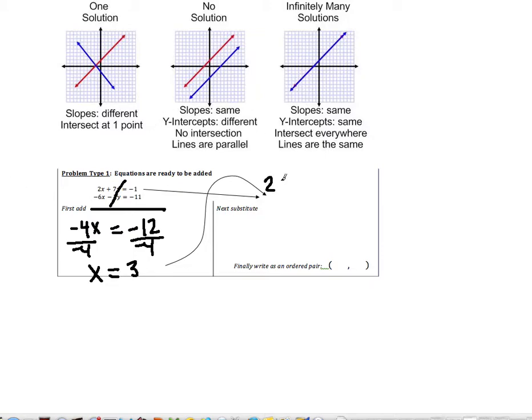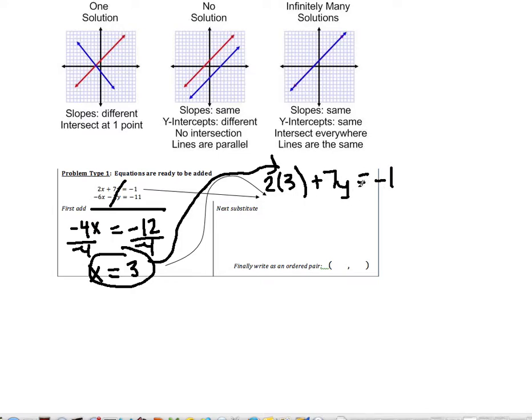So 2 times 3, because remember I'm taking the x value and I'm plugging it in here because it says 2x plus 7y equals negative 1. So our whole goal right here is to find the y value that's going with the 3. So we have 6 plus 7y equals negative 1. I need to get y alone, so I'm going to subtract 6. So I'm going to get 7y equals negative 7. Therefore, y must equal negative 1. So what that means is my coordinate point is (3, negative 1).